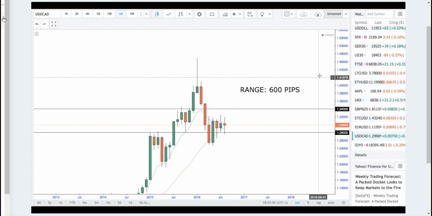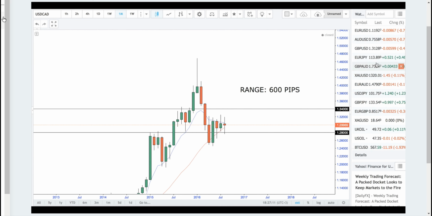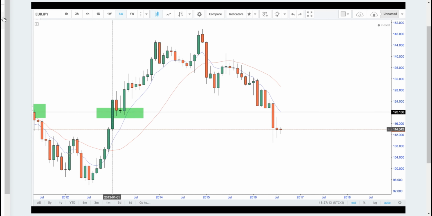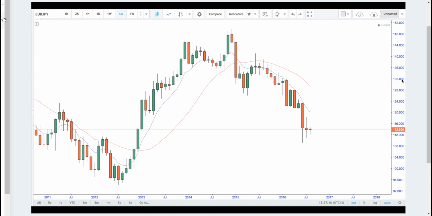Next, we have the EuroJPY, which is my preferred yen pair to trade. That's why I'm going to be going through it for you guys.